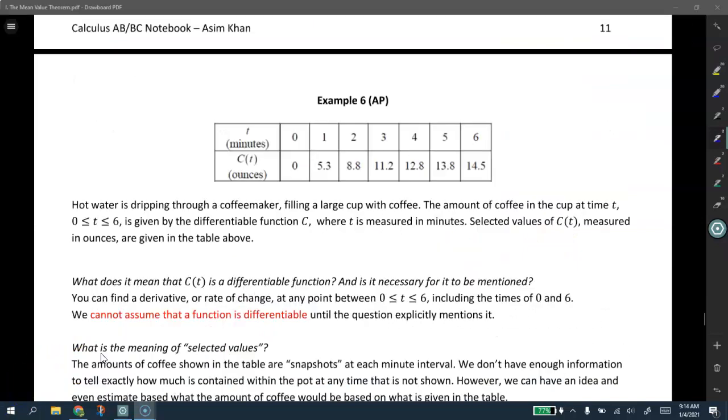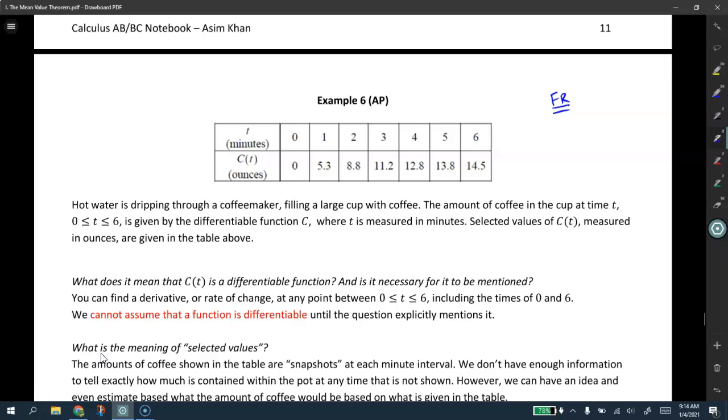In example number 6, I'm going to show you a free response question that is oftentimes asked. And it really is asking for you to use the mean value theorem, but it won't specifically say that. So I'm going to help you notice some of those indicators to understand where this comes from.